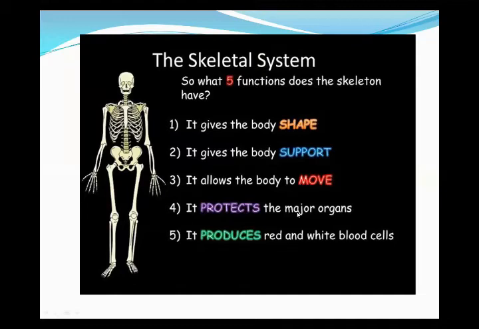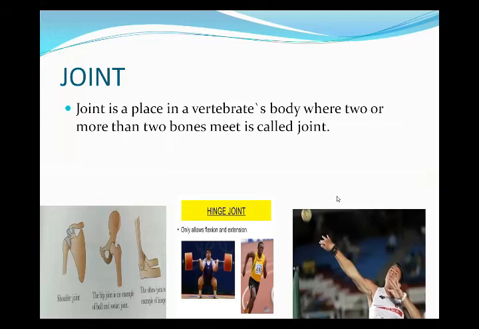Okay, now on the next slide, our skeleton is made of bones and joints. A joint is a place where two... does everyone know about the joint? Yes, in a vertebrate's body, a place where two or more bones join together is called a joint, with the help of a tissue.